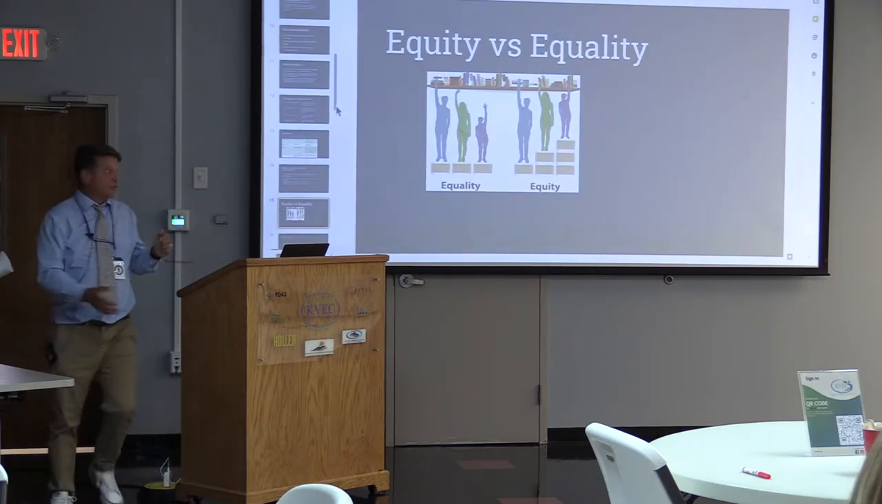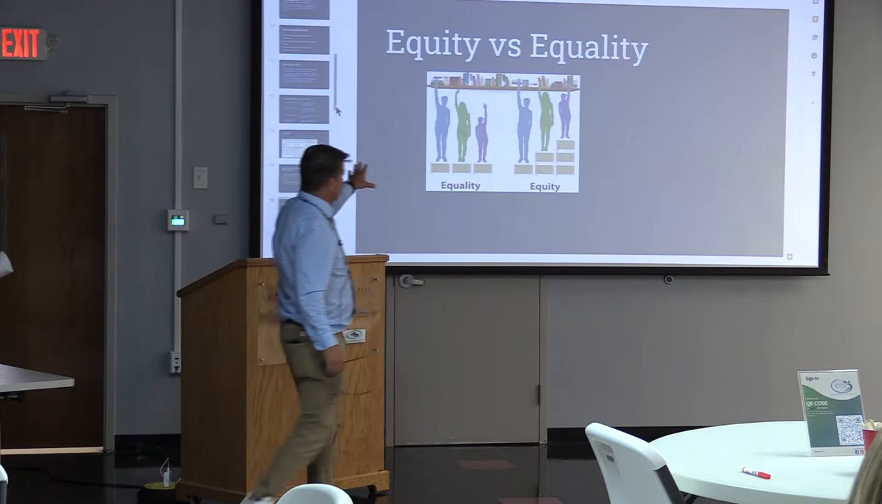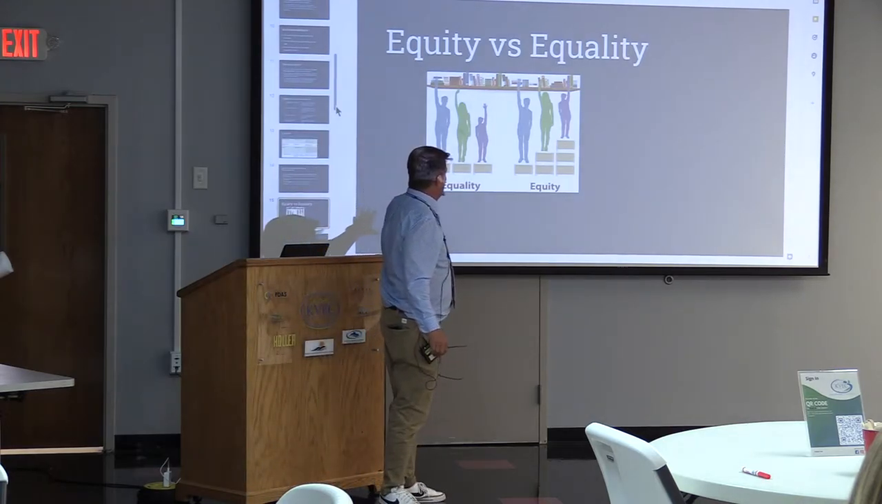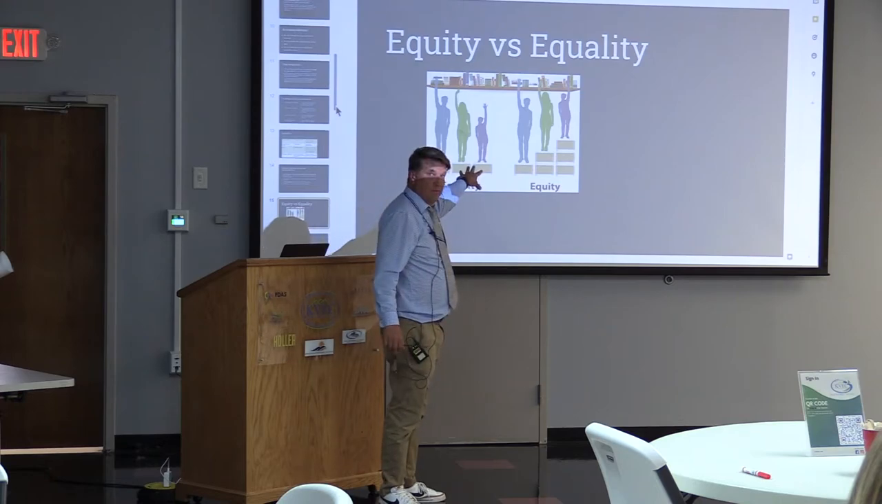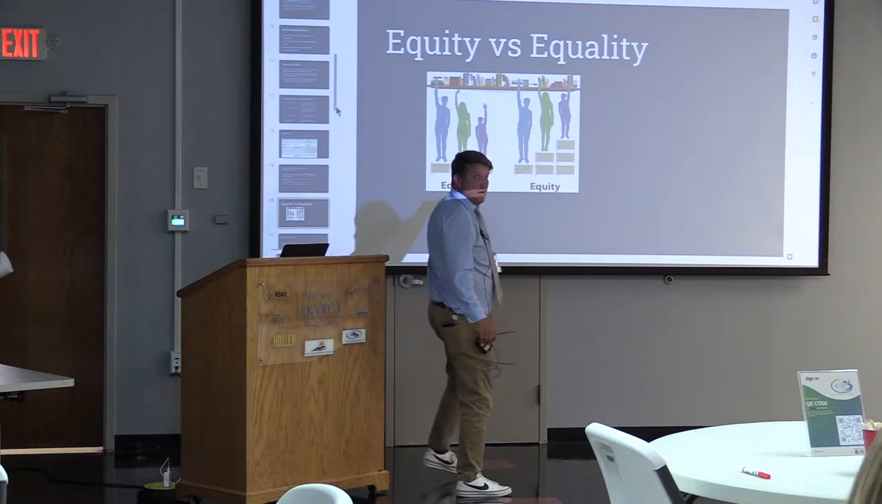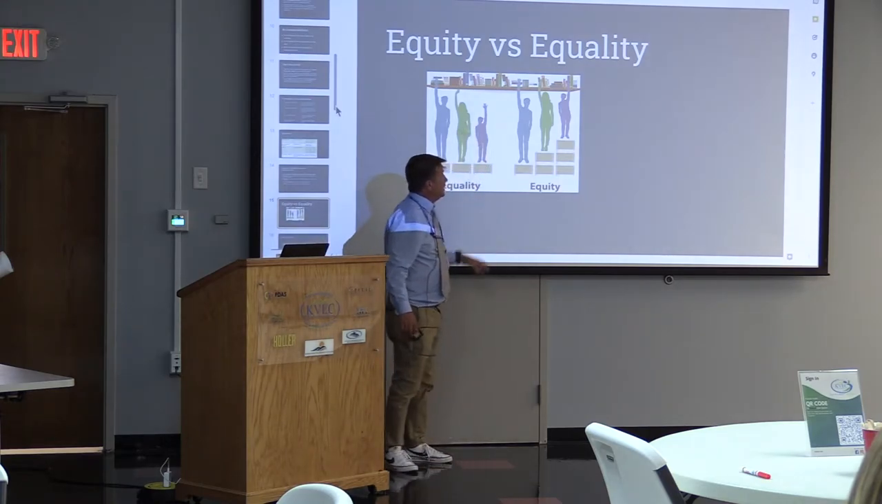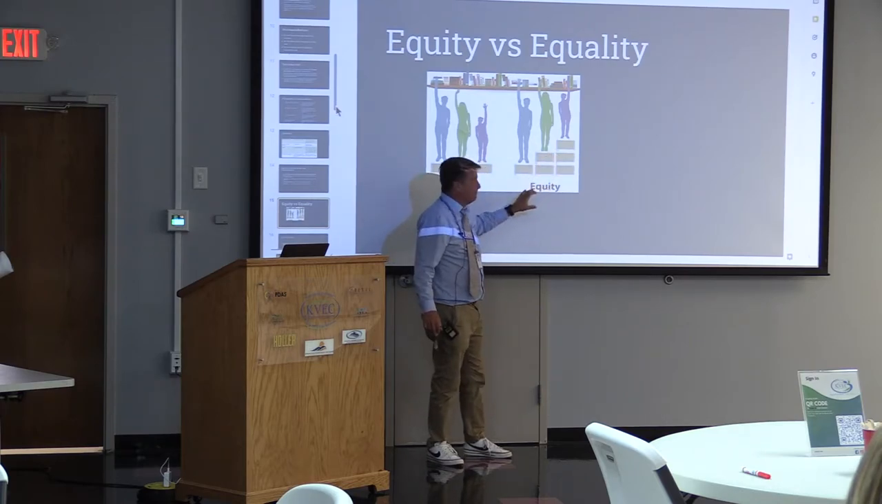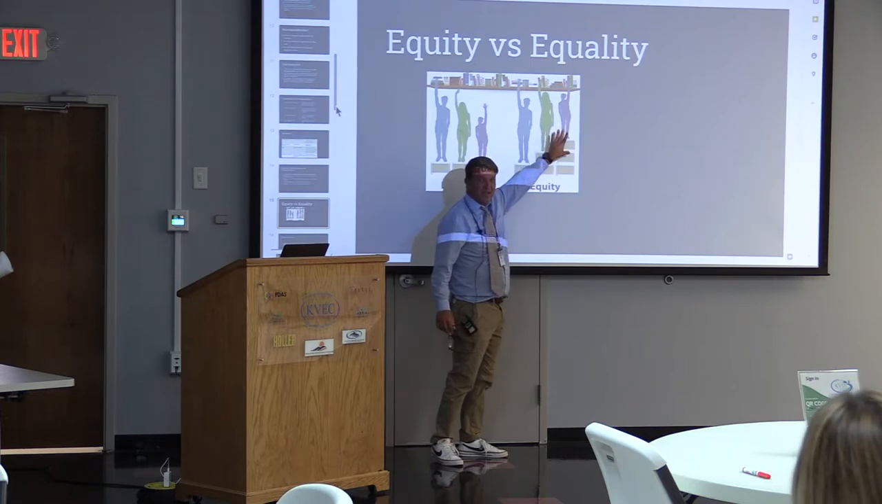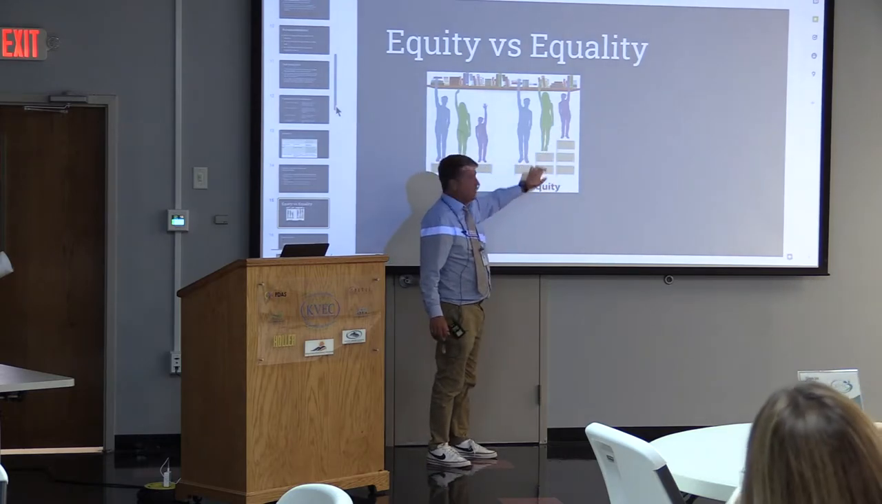This is a visual representation of how equality, if you give everybody the same box, doesn't work for some because some have different problems. See, this kid's shorter. He gets the same box, but he can't reach. But if we give the equity, we give what they need when they need it. See the difference? This kid gets three boxes, so he gets up there. This kid gets two, and this one gets one.